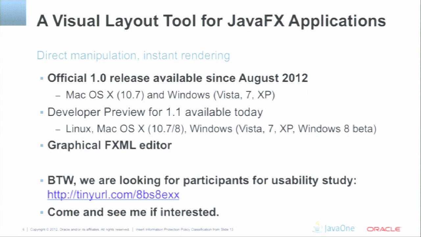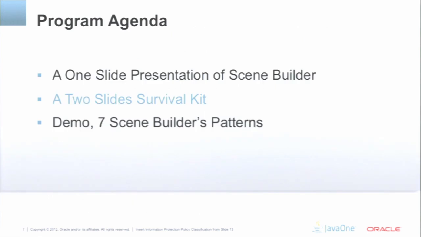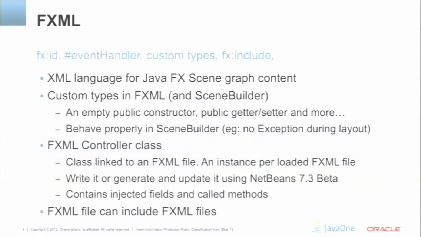Okay, so for a hyper quick introduction, the survival kit, two slides to give you some background. As I said, the input and output format of the Scene Builder is FXML. FXML now is a popular language in the JavaFX world. Really what it is, it's an XML language to serialize Java beans. But in the context of JavaFX, it has been a bit reduced, and it's used to serialize portions of your scene graph. It is very good at that.